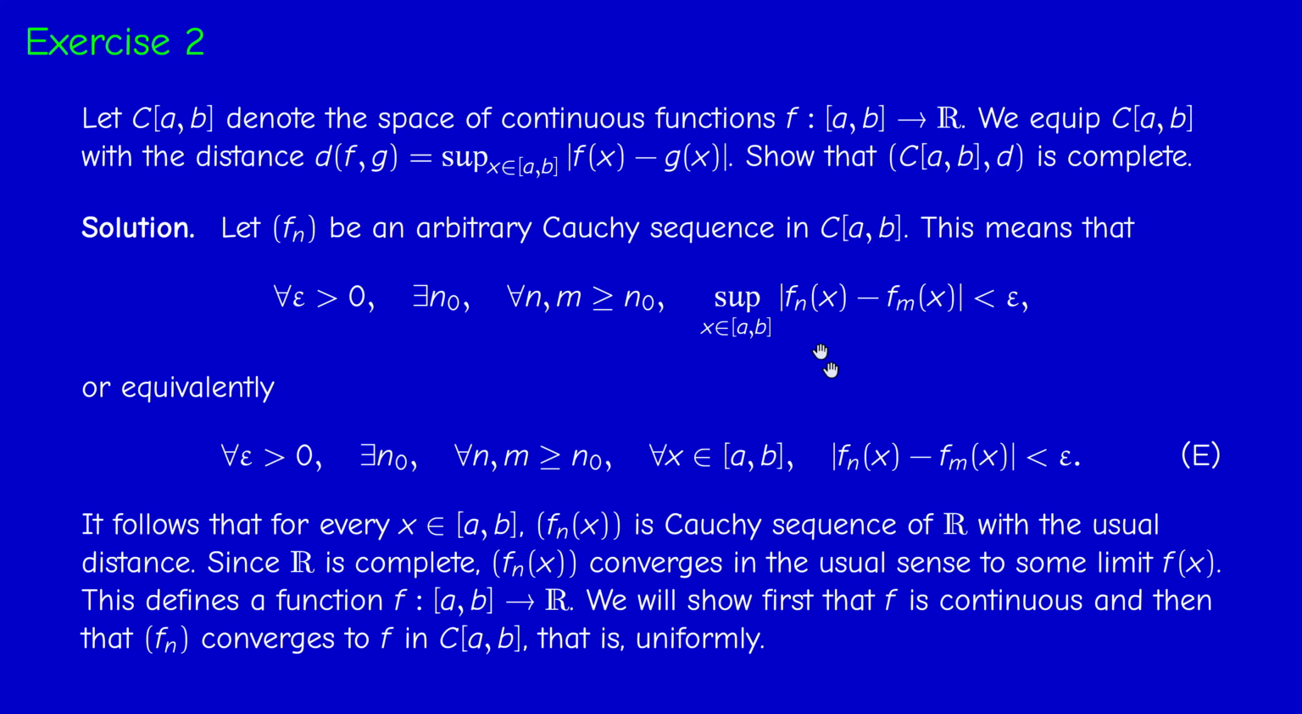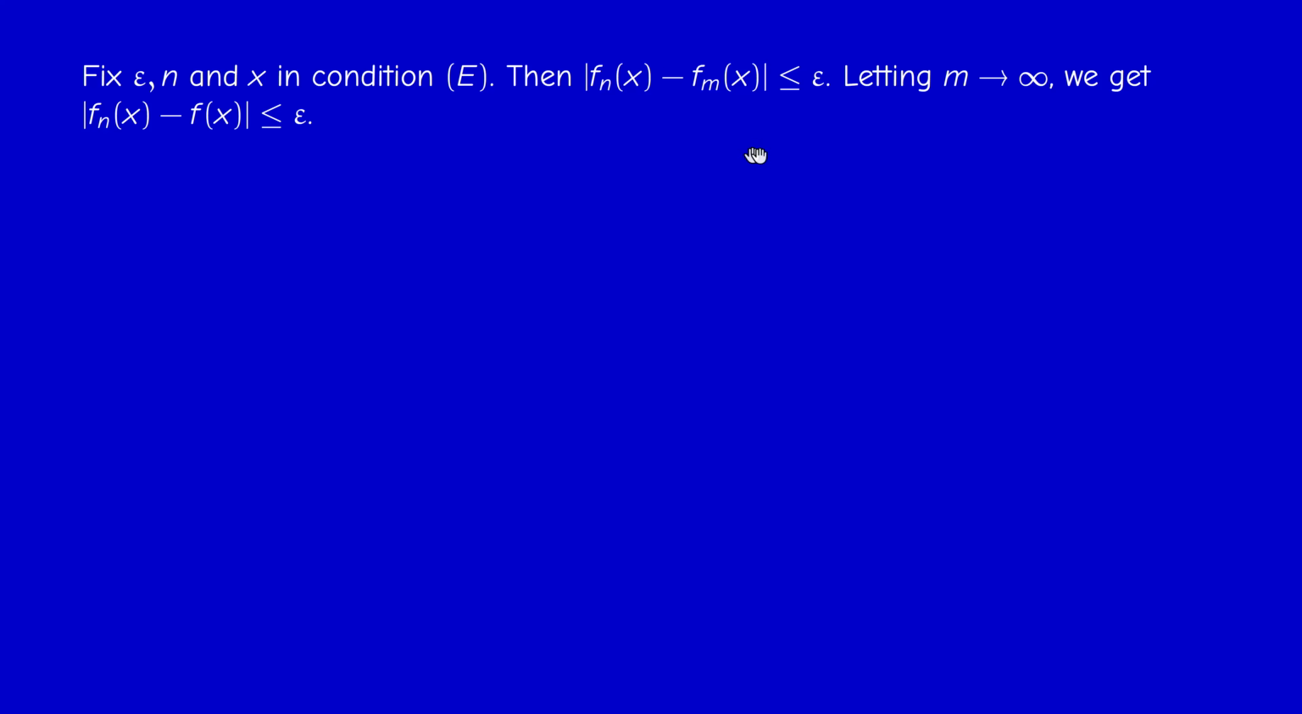Okay? Because it means that the supremum is less than epsilon. Okay, so now fix epsilon, n0, n and x, and let m tend to infinity. What happens if in this condition we let m tend to infinity? Fm of x converges to f of x. So at the limit, inequalities are conserved, but they become large inequalities. So when we let m tend to infinity in this inequality, we get Fn of x minus f of x is less or equal than epsilon.